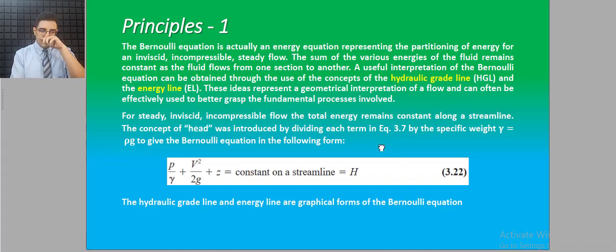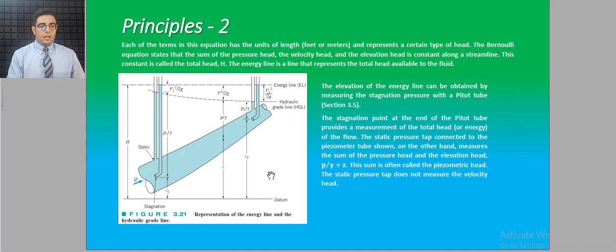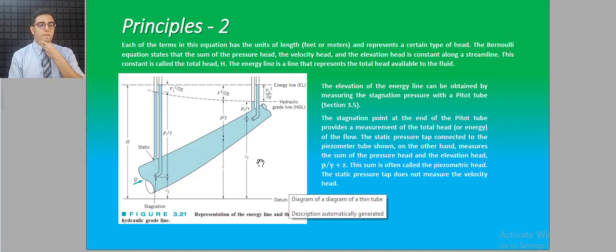In order to use the hydraulic grade line as well as the energy line, we have to interpret the Bernoulli equation, which is equation 3.7, in the head concept, which means we have to divide the Bernoulli equation by gamma. P over gamma plus v to the power 2 over 2g plus z is constant along the streamline. Totally, this is the whole head. In here, we can have the concepts of the hydraulic as well as the energy line forms.